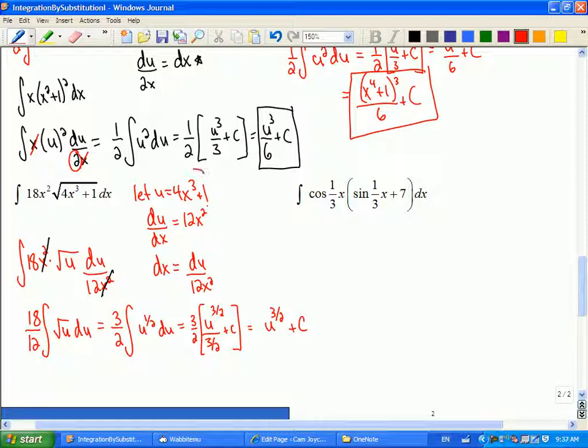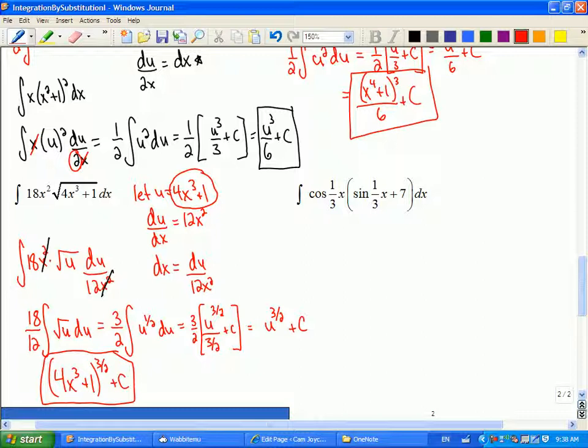And here was what my original switch was for. It was 4x cubed plus 1. This is all to the 3/2 plus a constant. Okay, so the key is that you're able to balance. Whichever road you take, as long as it's balanced, you'll be able to make your substitution.